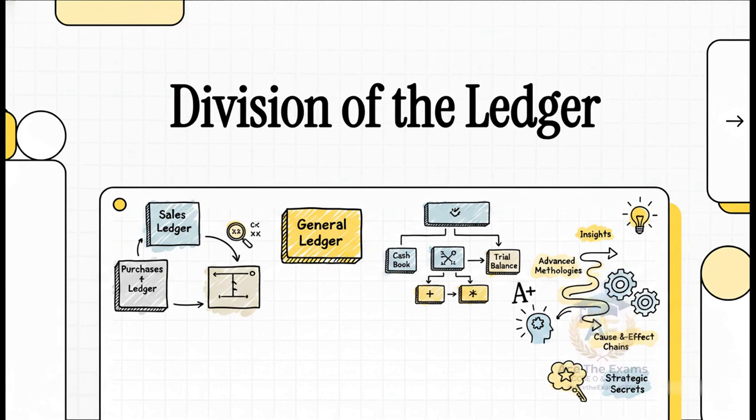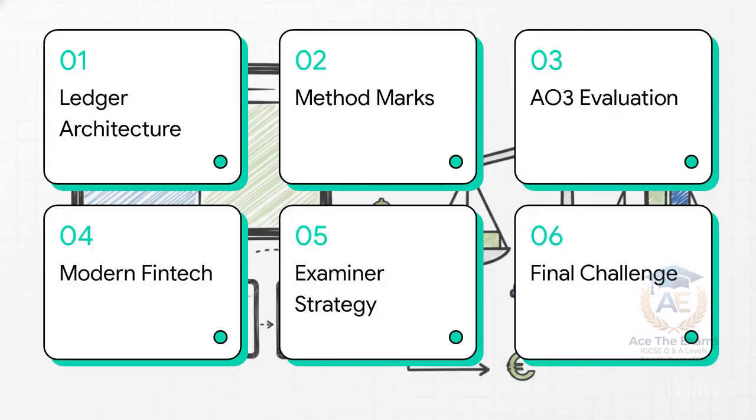We're unpacking the exact advanced technical methodologies, those crucial cause and effect chains, and the strategic secrets that separate the top-tier students from everybody else. So get ready, because we're completely deconstructing the ledger today, turning raw data into your ultimate advantage on exam day. Okay, let's take a quick look at this A-star blueprint, mapping out our exact journey for the session. We'll hit ledger architecture, method marks, AO3 evaluation, modern fintech, examiner strategy, and finally, a final challenge.